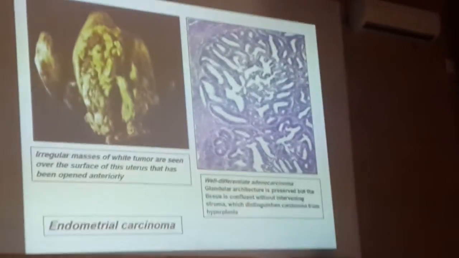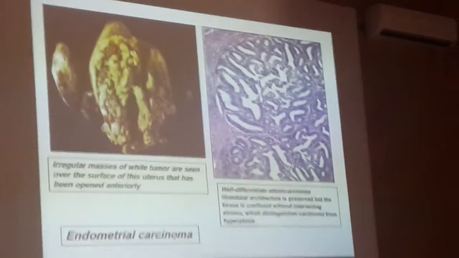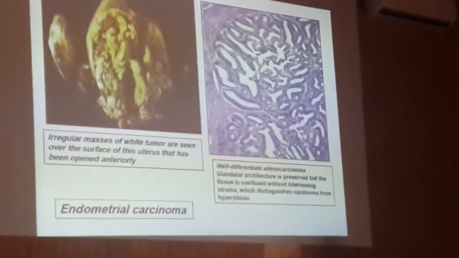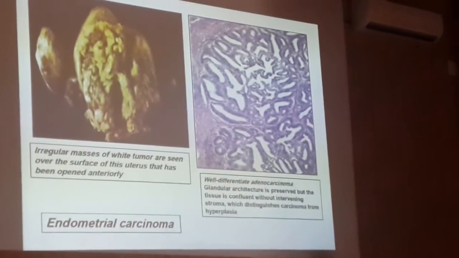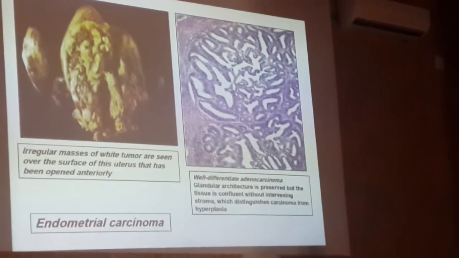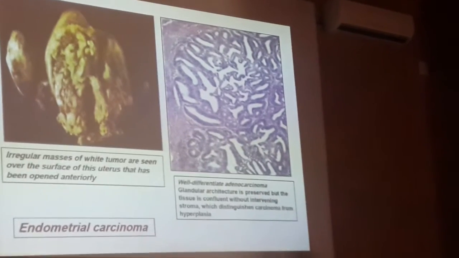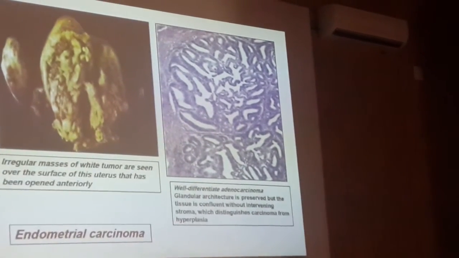So this is complex atypical hyperplasia. This is endometrial carcinoma. Maybe this lady has endometrial hyperplasia and after that she developed carcinoma. Maybe she has not gone to the doctor. Isn't it? These are changes. Intraepithelial neoplasia or hyperplasia can lead to carcinoma.